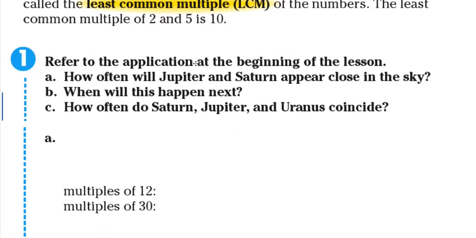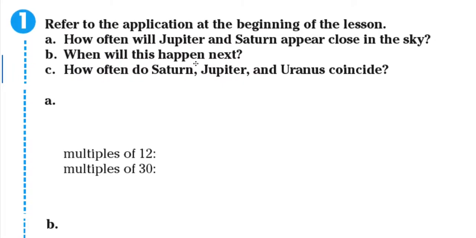Let's take a look at the top example and see how we can solve that problem. How often will Jupiter and Saturn appear close in the sky? Letter B, when will this happen next? And letter C, how often do Saturn, Jupiter, and Uranus coincide? That means they're on the same line, and we see them very clearly in the night sky.